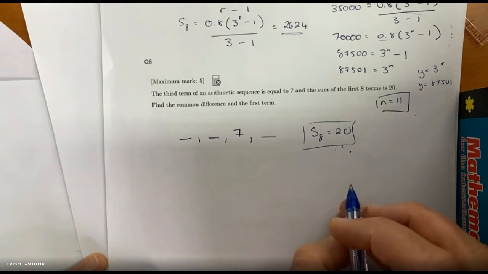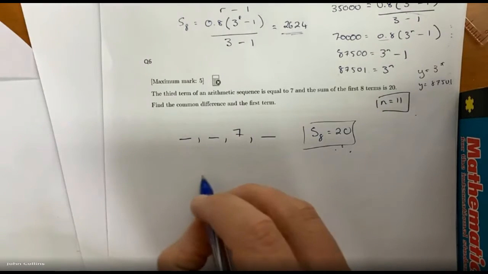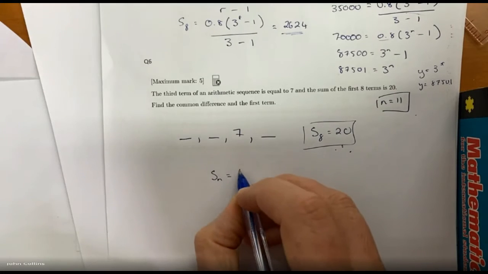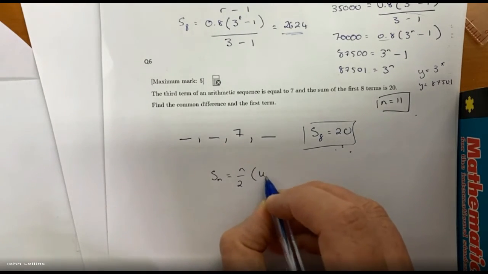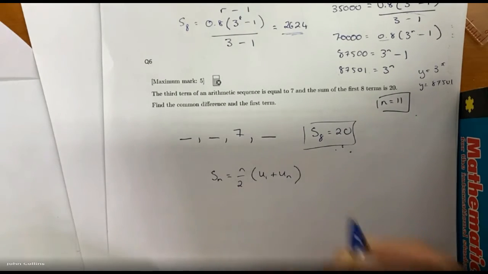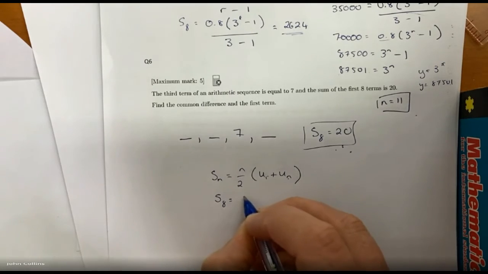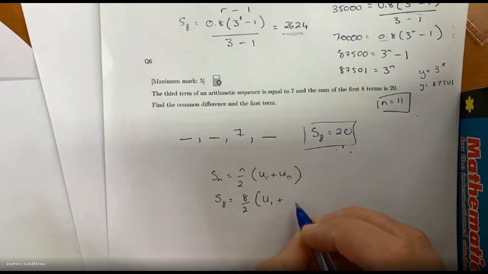The sum of the first 8 terms, the sum of terms formula. I'll use the one where we know the 8th term: u1 plus un. That's what I'm going to use. So the sum of the 8 terms is going to be 8 over 2 times the first term, which we still don't know, plus the 8th term.